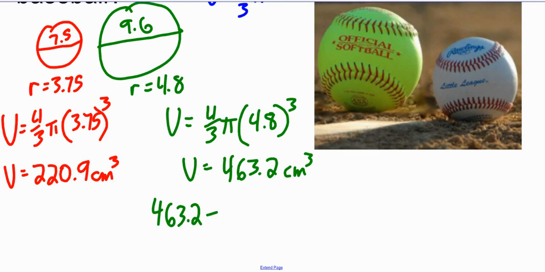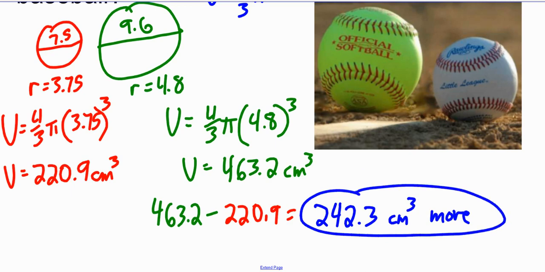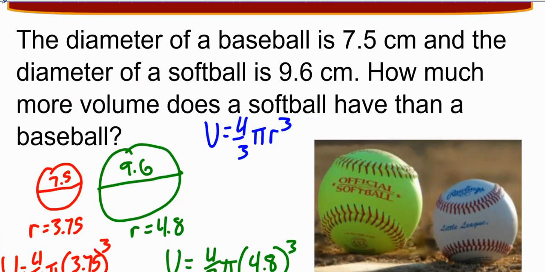So then to find how much more volume the softball has, we just subtract them. 463.2 minus 220.9 equals 242.3 cubic centimeters more. So it's twice as much volume to a softball than a baseball. Even though it doesn't look like it's twice as big, it has twice as much volume. That's pretty cool.